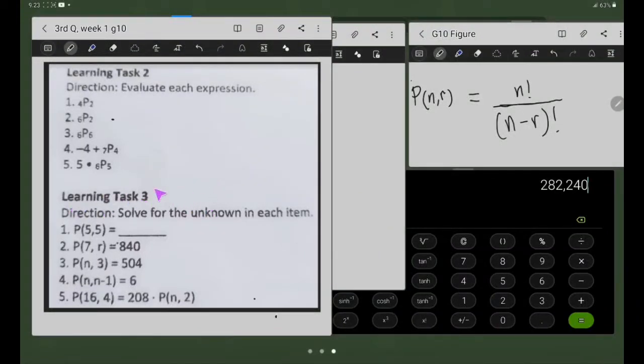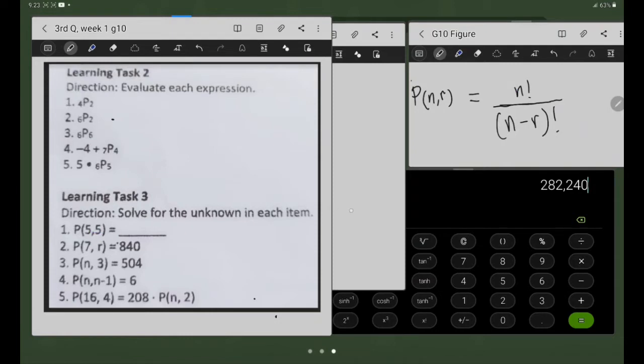Okay, ngayon, learning task 3 tayo. Bigyan ng example. Ito yung gamitin natin na formula: permutation of n things taken r at a time. Pareha lang sila.